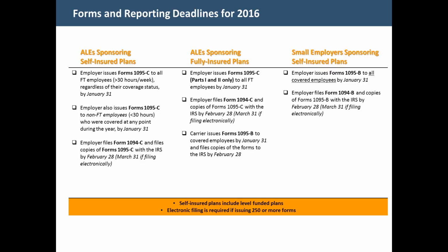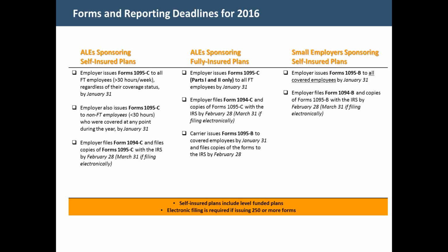file their income taxes. And then the last scenario relates to small employers who sponsor self-insured plans. Under that arrangement, the employer issues Form 1095-B to all covered employees, and then they file 1094-B, the transmittal, with copies of all of those forms with the IRS.